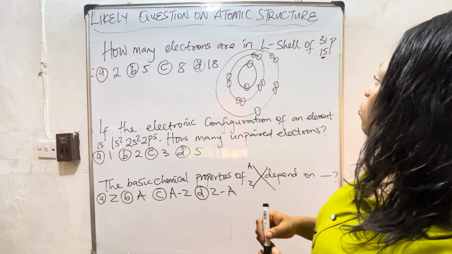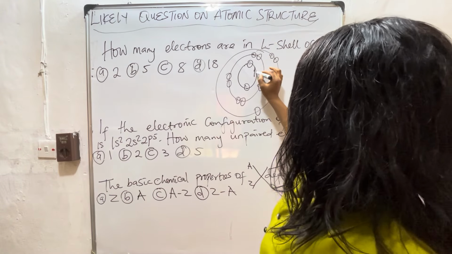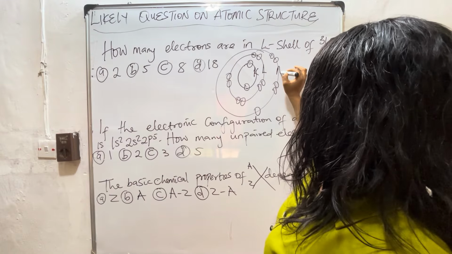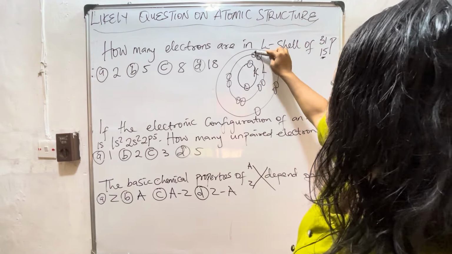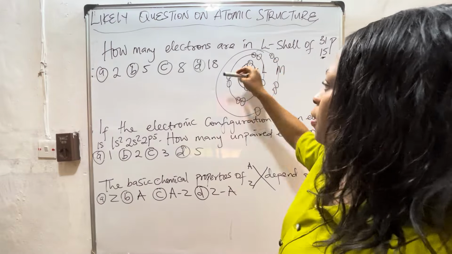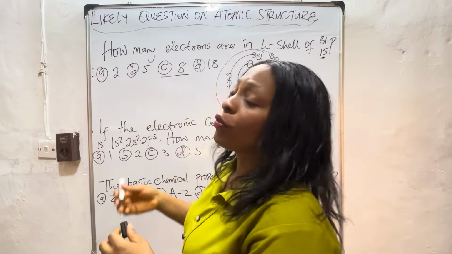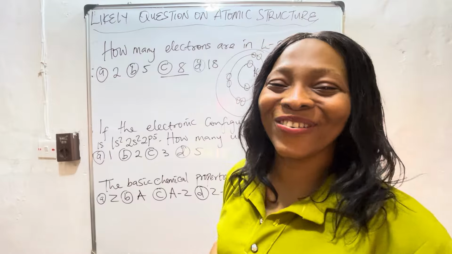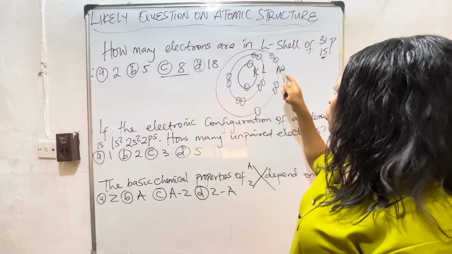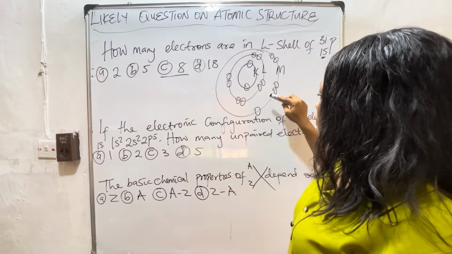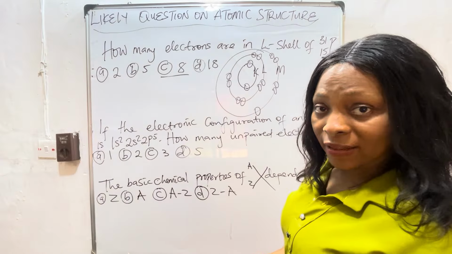So this is the shell of what? Phosphorus. Now to get the L shell, this is K, this is L, and this is what? M. So how many electrons are in the L shell? 1, 2, 3, 4, 5, 6, 7, 8. You put your answer 8. You're good to go. If the question says how many electrons are in the M shell, you count 1, 2, 3, 4, 5. Is that taken?